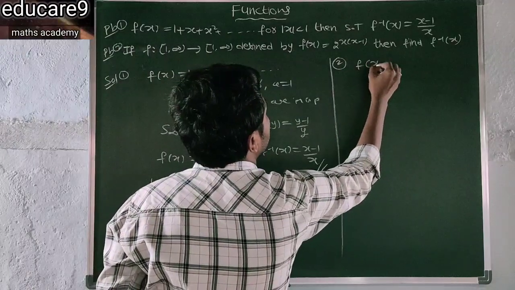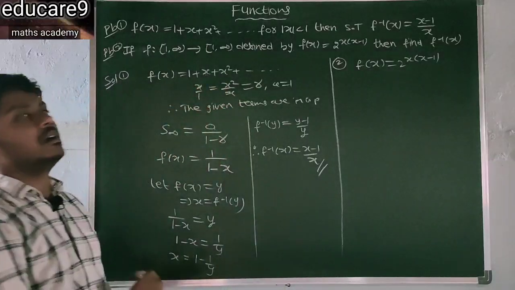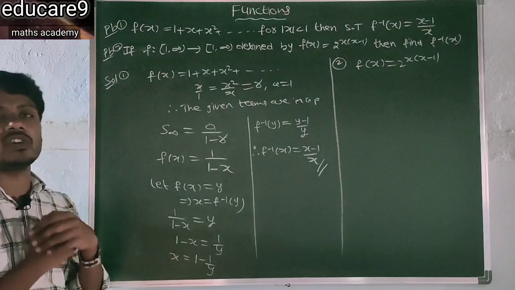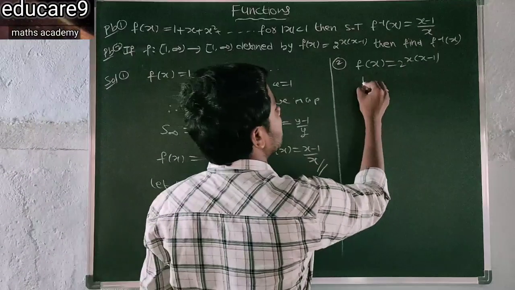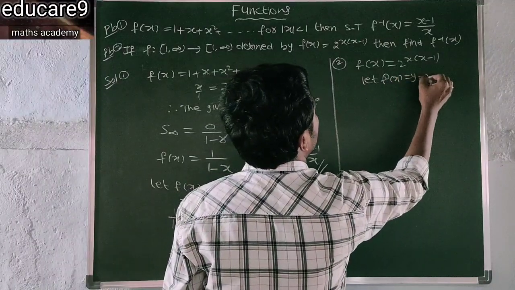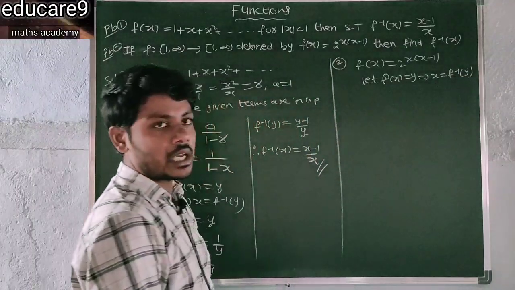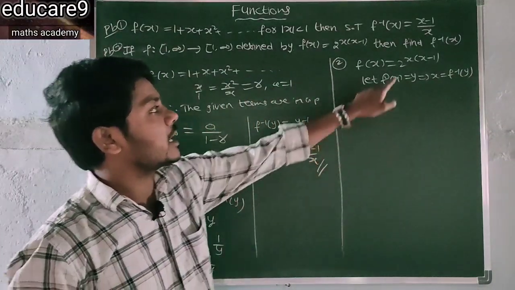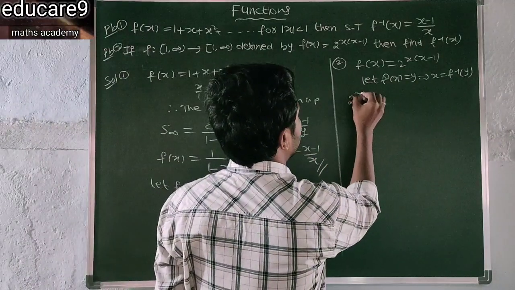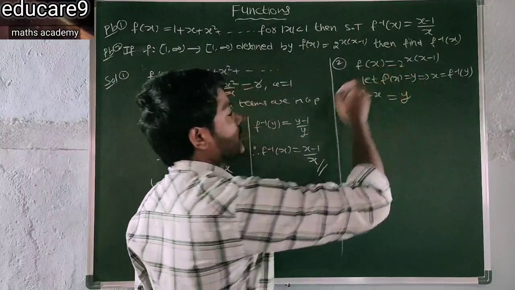f of x is 2 power x into x minus 1. Then find f inverse of x. So for finding the inverse, let the given function be equal to y. So let f of x be equal to y. From this, x is equal to f inverse of y. So what is f of x here? 2 power x into x minus 1. So 2 power x into x minus 1, that is x square minus x, is equal to y.